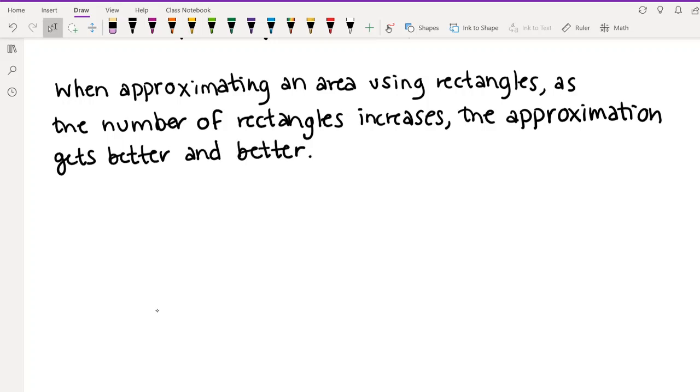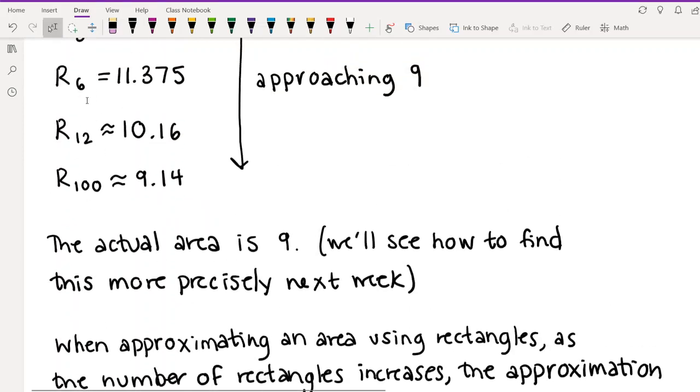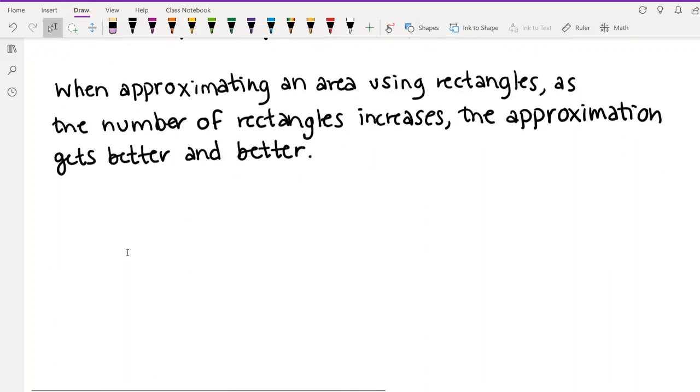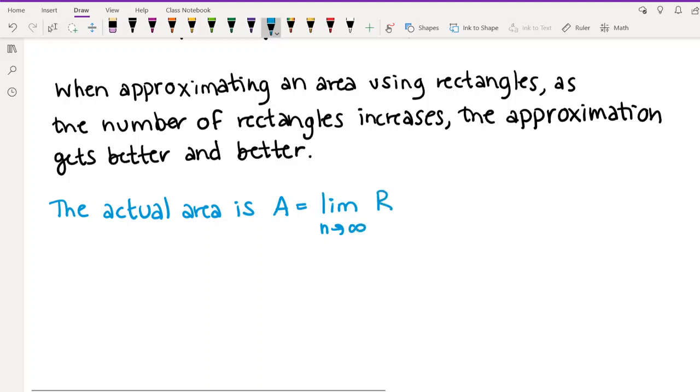And so if you want to find the actual area, and again, this is an idea that we'll come back to next week, you actually need to take a limit. So what kind of a limit? What are we doing in terms of limits? Well, what we're trying to do is make the number of rectangles get bigger and bigger and bigger. And so what we're really saying is that the actual area is the limit as n approaches infinity of Rn.